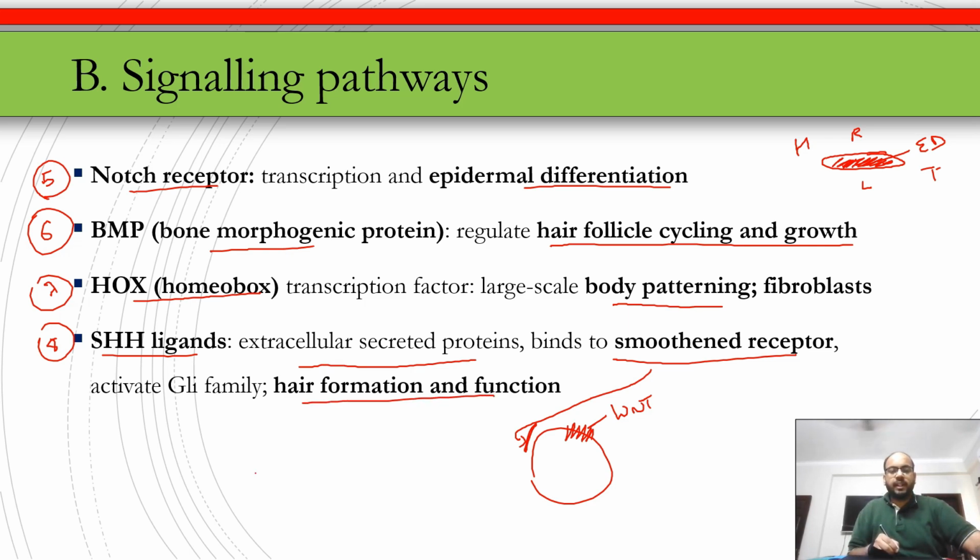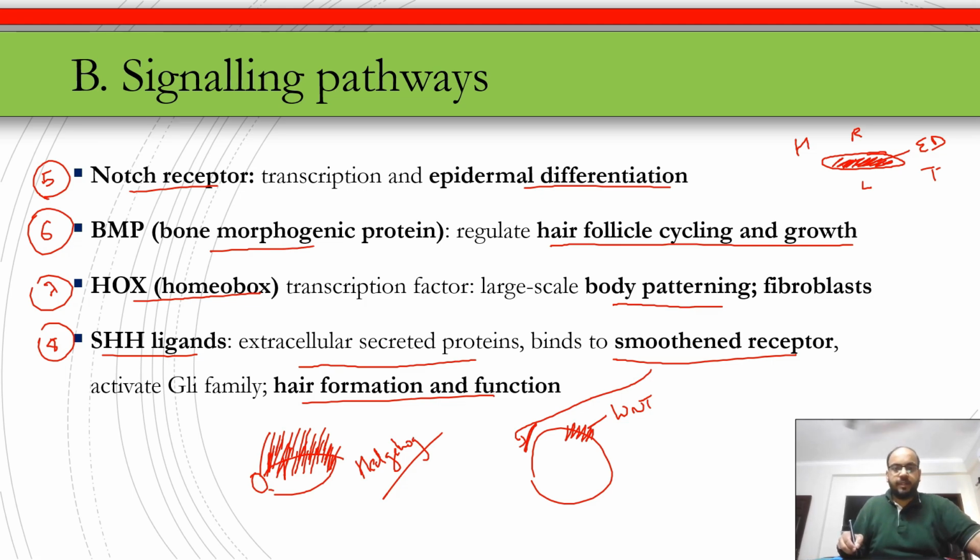So remember, like you have a hedgehog and it has all the spines coming out from the back, like hair. So these are hardened hair collected in a hedgehog. So then you can remember that sonic hedgehog protein is required for proper hair function and development. Clear? Let's move forward.